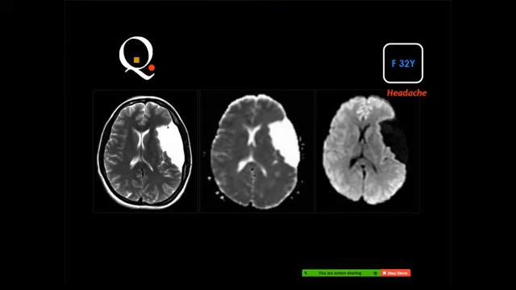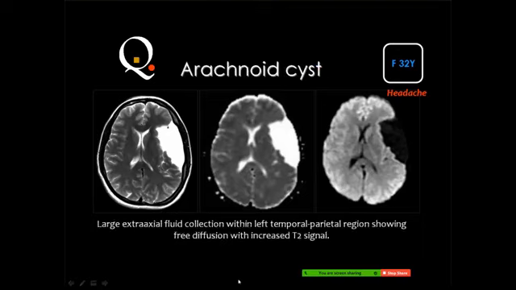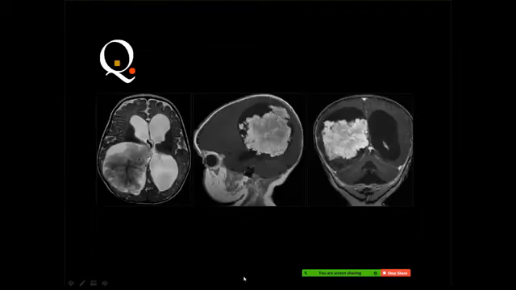Encephalomalacia? No. Arachnoid cyst. Yes, this is an extra-axial diffusion-free cystic lesion containing CSF. If this were encephalomalacia, you would see vacuodilatation of the adjacent ventricle, but this is not the case. This is an arachnoid cyst in the Sylvian fissure.